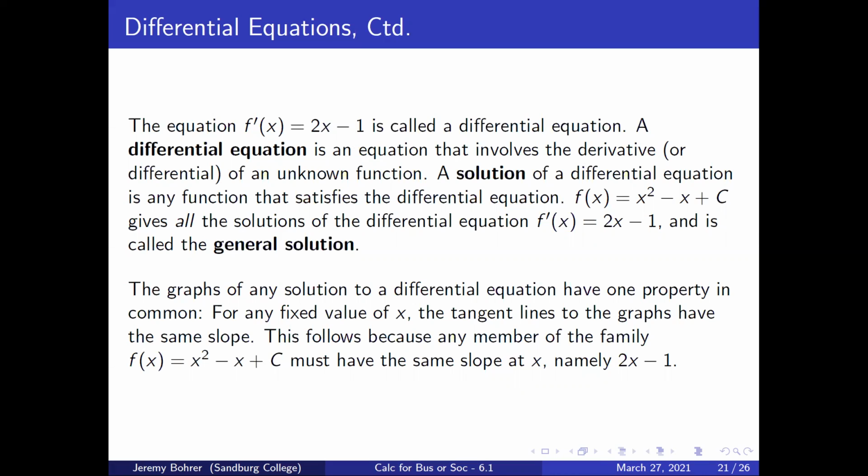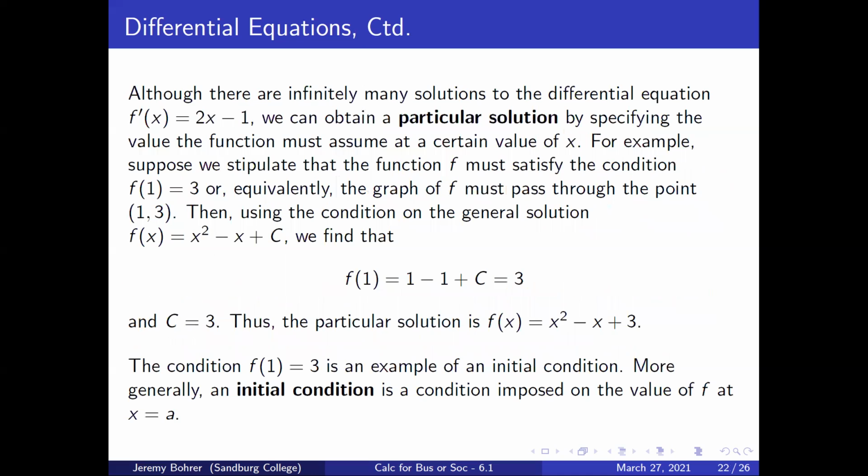The graphs of any solution to a differential equation have one property in common. For any fixed value of x, the tangent lines to the graphs have the same slope. This follows because any member of the family f of x equals x squared minus x plus c must have the same slope at x, namely 2x minus 1.